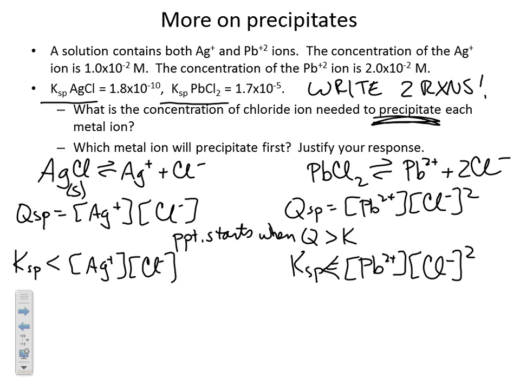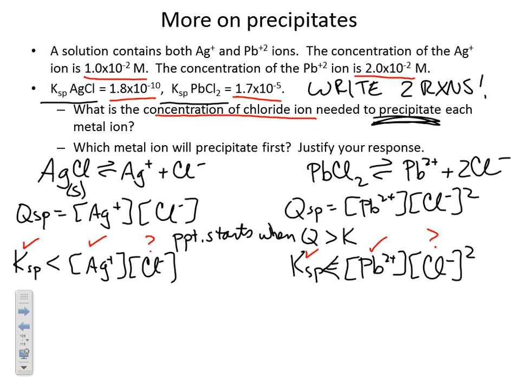At this point, look at what we have in the problem. It gives us K values for both of these things. It gives us the concentration of the silver ion and the concentration of the lead ion, and they're in the same beaker, so we don't have to worry about dilution calculations. It's asking for the concentration of chloride ion needed to precipitate each one. It gave us Ksp, it gave us silver, it's asking for chloride. It gave us Ksp, it gave us lead, it's asking for chloride. We have everything we need to calculate the chloride concentrations, and with that we're actually answering every other part of the problem.